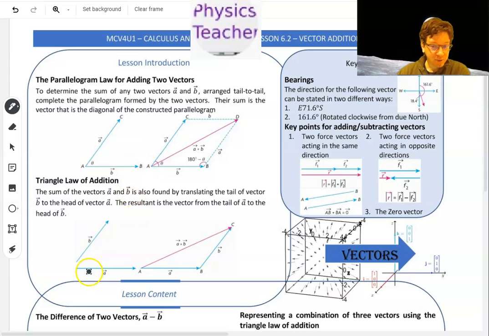Now you can have them anywhere, just like down here. But how we're going to add them is if we connect them tail to tail, just like this. And then we use an equal vector to B up here and an equal vector to A over here, and we're sort of completing the parallelogram. And the diagonal that goes from where they connected tail to tail over to where these two vectors connected tip to tip is going to be what A plus B is.